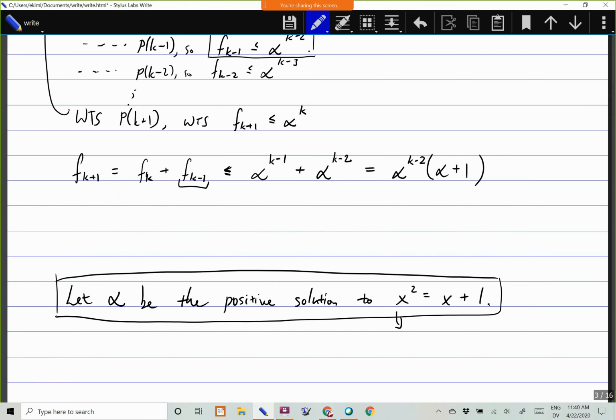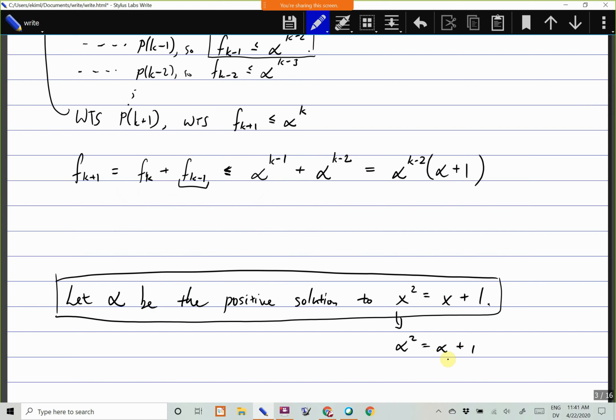But the point is, if you have a solution to this equation, it means that this number alpha satisfies this equation. In other words, alpha squared is equal to alpha plus 1, right? That's what it means to be a solution to an equation. You plug in that number. Remember, alpha is a number. If you plug that number in for all the variables, the left and right side need to be equal. That's how you have a solution to an equation.